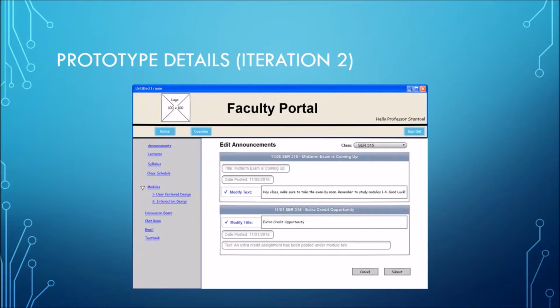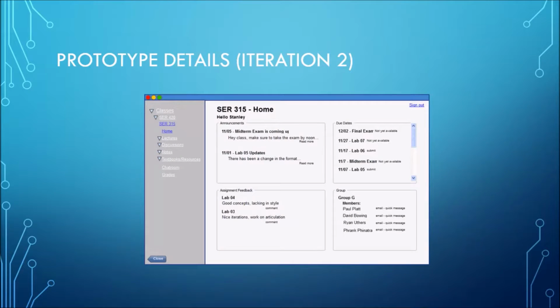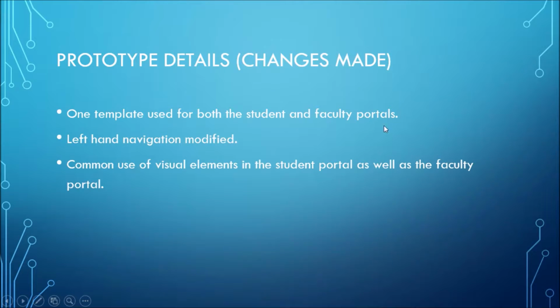You can see there's a left-hand navigation with the main content in the middle, this one being an edit announcements page, and then the header up top. And this is an example of the student portal. You can see it has a slightly different left-hand navigation, and the header is different from the faculty one as well. So there were a few differences, as you can see, between the student portal and the faculty portal.